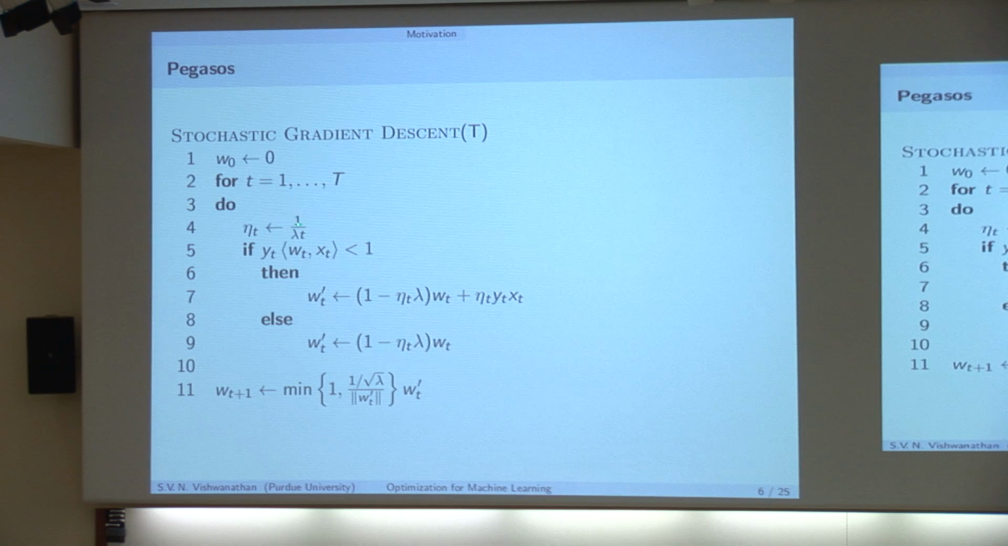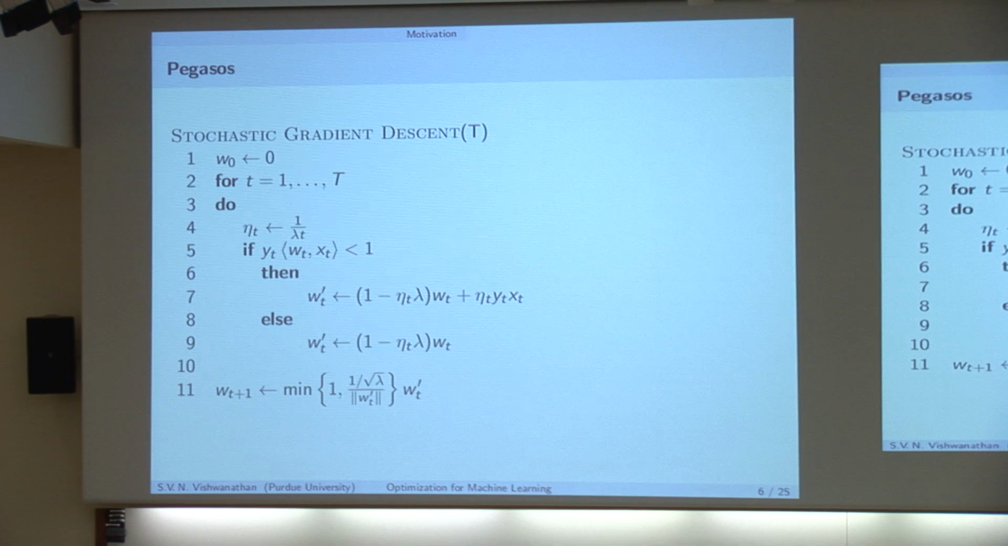There is a whole debate on whether this eta t should decay at 1 over t or at 1 over square root t, and it all depends. It's very subtle, based on whether the function is strongly convex or not. So you will see lots of it. There's a whole bunch of issues there.